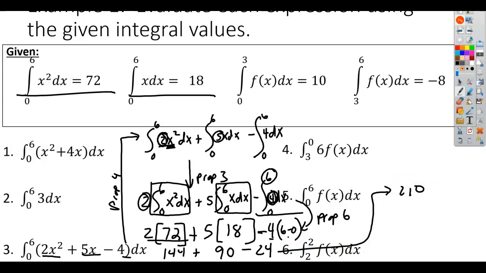So the first thing I did was I applied property 4 to split up each piece. Then I applied property 3 to take the constants out of the integrals, so that way they look exactly like the ones that I have here, and I can just substitute. But we also had the constant function here, which we applied property 6 to.